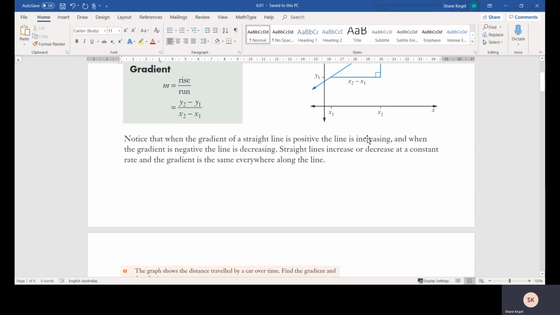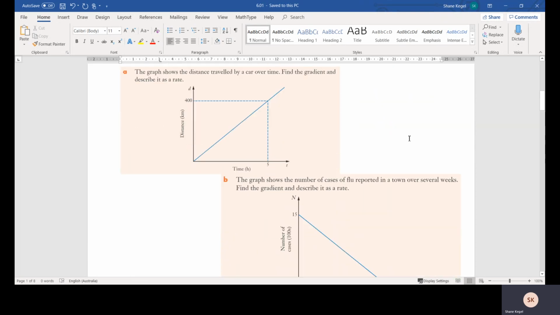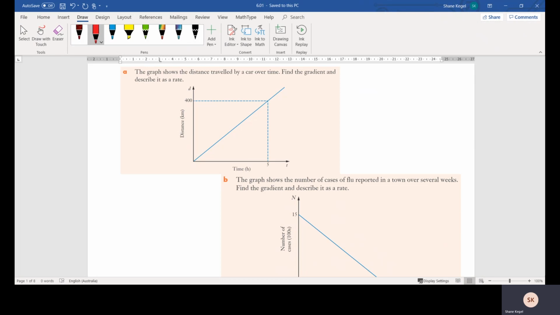So let's have a quick look at a couple of examples of straight line gradients, just a bit of a refresher. So part A, the graph shows the distance traveled by a car over time. Find the gradient and describe it as a rate. So as we said, we use m to describe gradient. M is equivalent of rise over run. So this would be my difference in y over my difference in x. So as you can see, I've rose from 0 up to 400. So 400 would be difference in y over, I've gone across 5 hours.